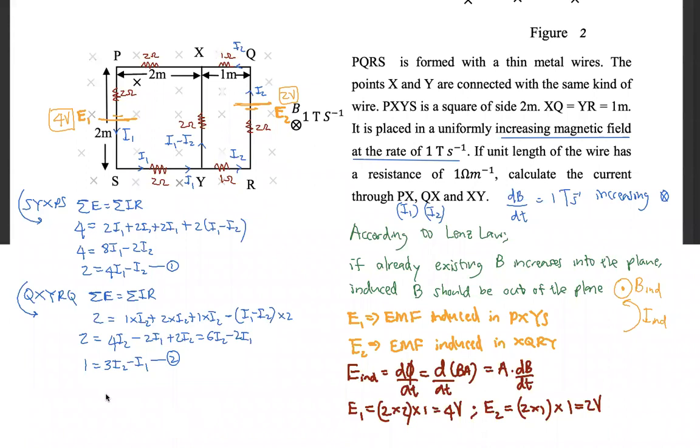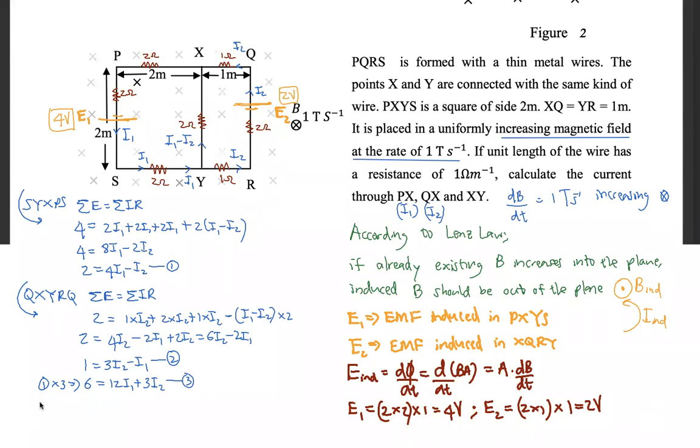So wait. Let's multiply the first one by 3. I multiply the first one by 3 on the left hand side. I'm going to get 6 equals, on the right hand side I'm going to get 12I1 plus 3I2, third equation.